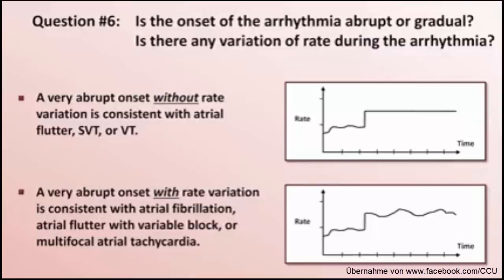A gradual onset of the rhythm, and by gradual I mean over anywhere from 10 seconds to hours, is highly suggestive of sinus tachycardia, though this also could be from atrial tachycardia, something called junctional tachycardia, or ventricular tachycardia, but only if the mechanism driving the rhythm is enhanced automaticity.